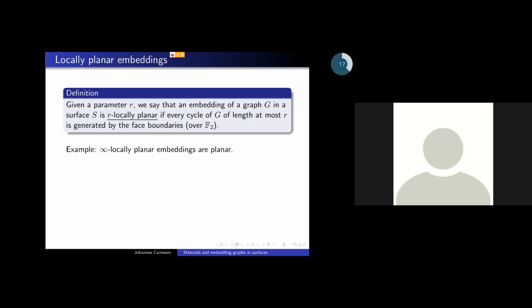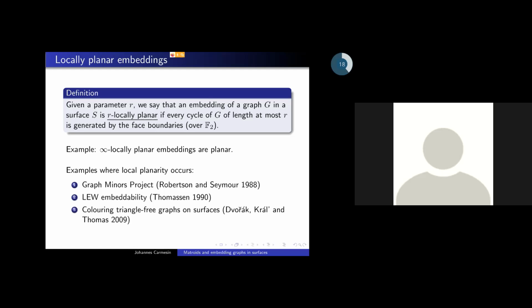And just to quickly check that it makes sense, if you let the parameter R go to infinity, then this actually specializes just to planar embeddings. So in this sense, this is a generalization of planar embeddings. And the idea to use local planarity as a tool was introduced by Robertson and Seymour in the Graph Minors project.